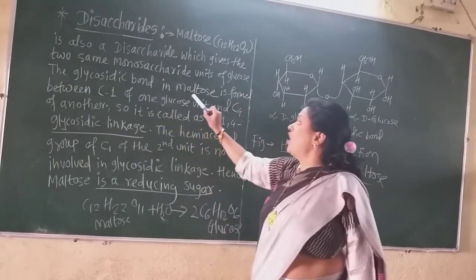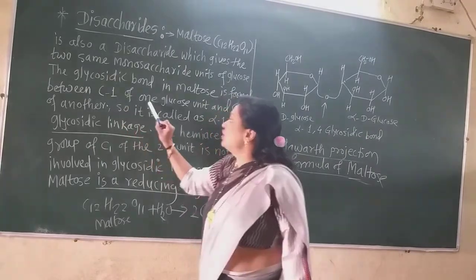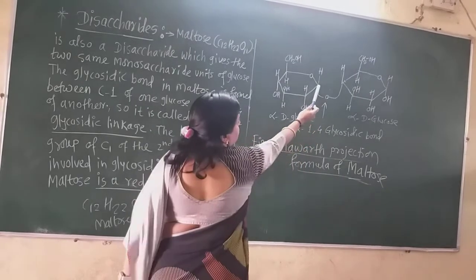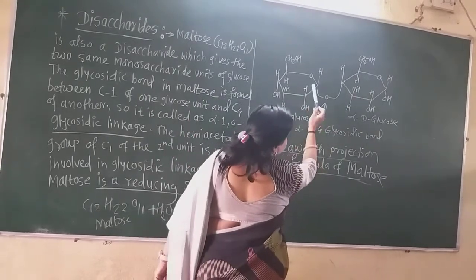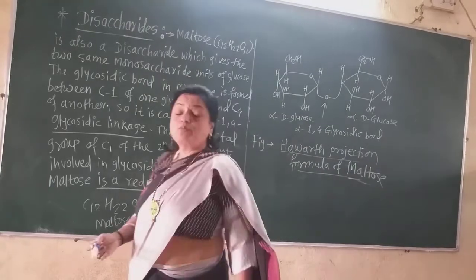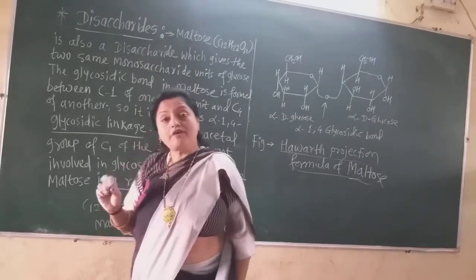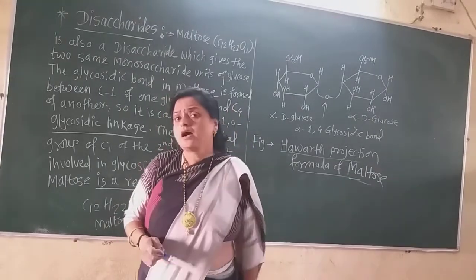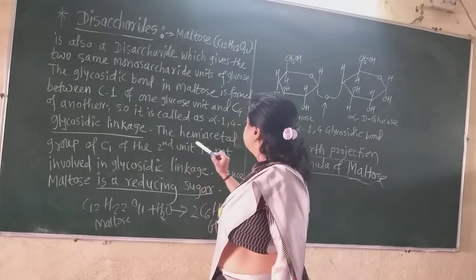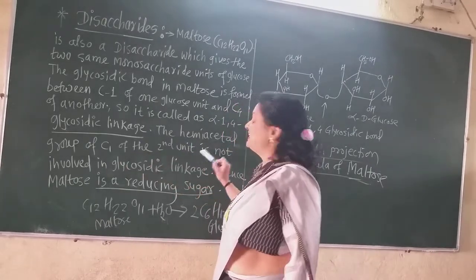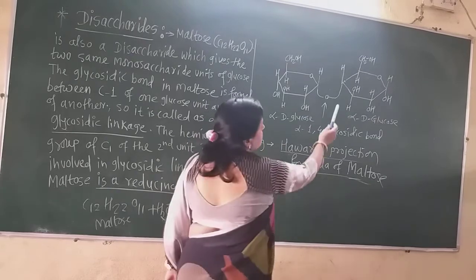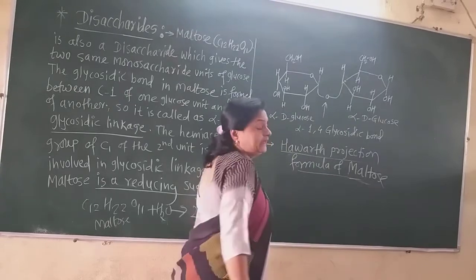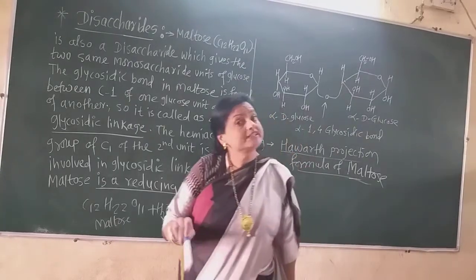The glycosidic bond in maltose is formed between C1 of one glucose unit and C4 of another. C1 of one and C4 of another, there is the glycosidic bond. So this glycosidic bond is called the alpha-1,4 glycosidic bond. Why is it alpha? Because the glucose monomers are alpha. Now here is the hemiacetal group of C1 of the second unit. We know that this is the C4 of the second unit and this is the C1. So this hemiacetal group in the second unit of alpha-D-glucose is free.